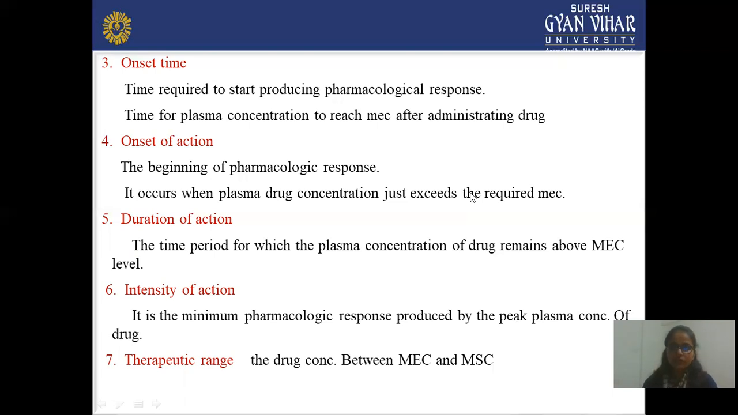Next is intensity of action. Intensity of action is the pharmacological response produced by the peak plasma concentration of a drug. It is the response that forms the peak of the plasma concentration graph. Next is the therapeutic range. The drug concentration between the MEC and the MSC is known as the therapeutic range. Therapeutic range is the concentration between the minimum effective concentration and the maximum safe concentration.